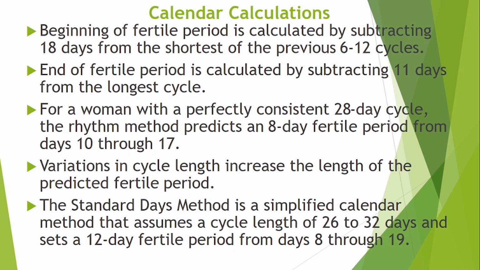For women with a perfectly consistent 28-day cycle, the rhythm method will predict an 8-day fertile period from days 10 through 17. Variations in cycle length would increase the length of the predicted fertile period. The standard days method is a modification of the calendar or rhythm method. It is a simplified calendar method that assumes a cycle length of 26 to 32 days and sets a 12-day fertile period from days 8 through 19.